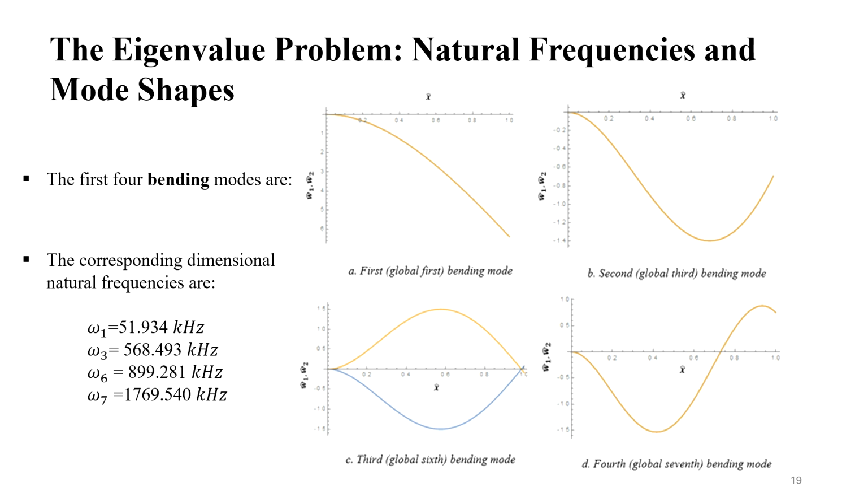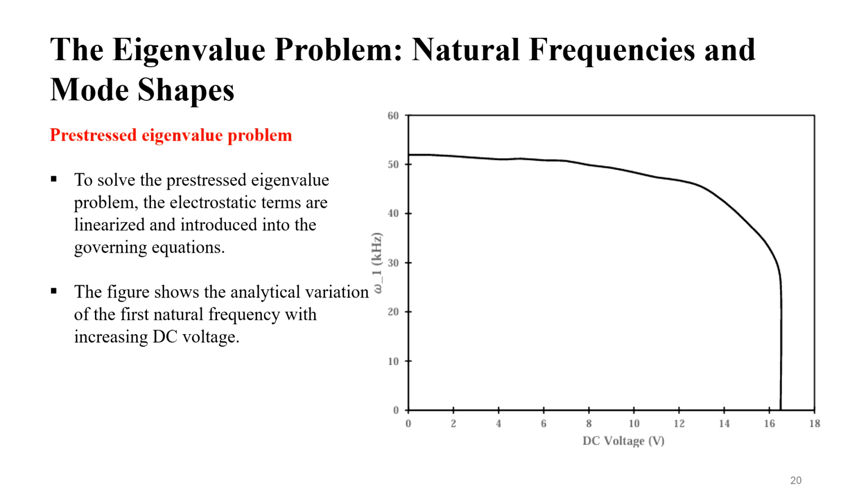We also solved the eigenvalue problem to extract natural frequencies and mode shapes of the sensor. The first four bending modes are shown here, with corresponding natural frequencies of approximately 52, 568, 899, and 1769 kHz, respectively. Then, in order to solve the pre-stressed eigenvalue problem, we linearized the electrostatic terms and introduced them into the governing equations. The result shown on the right shows that the first natural frequency decreases with increasing voltage, confirming the softening behavior due to electrostatic loading.